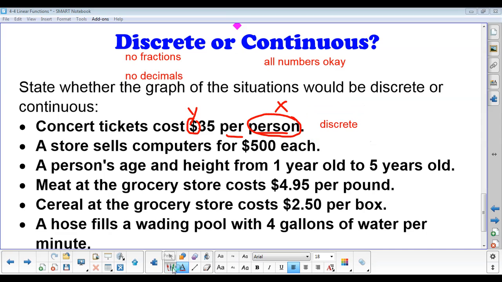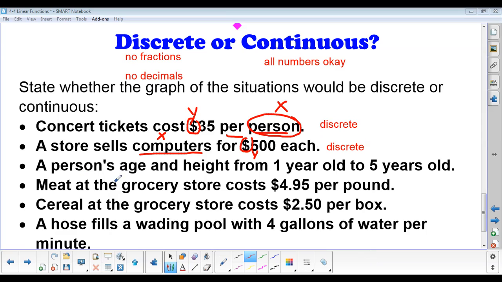Let's look at example 2. We have a store sells computers for $500 each. In other words, $500 per computer. That makes, once again, our cost, the y, our dependent variable, and computers is our x. Just like the last problem, we can't buy part of a computer. We can't buy half a computer. We can't buy 0.21 computers. It's all or nothing. So this is another discrete function.